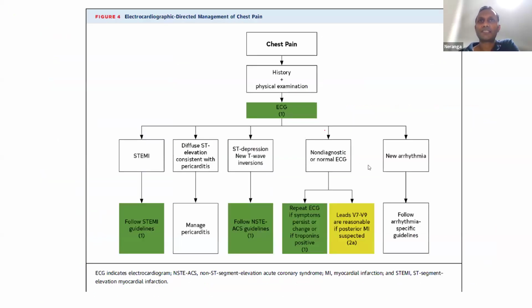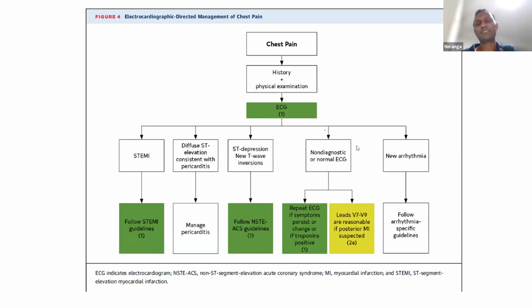So if a patient comes with chest pain, you take the context of why the patient has come to the hospital, and ask the detailed history and examination. If the ECG shows definite STEMI, you have to follow the STEMI and ACS guidelines. And if it is non-STEMI, you have to follow the non-STEMI guideline. And if the patient has an arrhythmia, like SVT or atrial fibrillation, you have to treat accordingly. And with a non-diagnostic or normal ECG, you should always repeat the ECG and see.